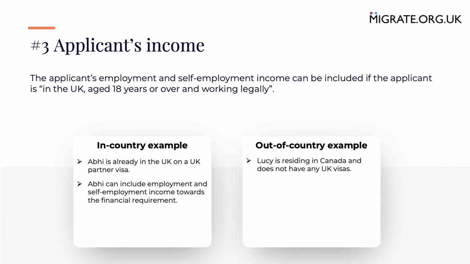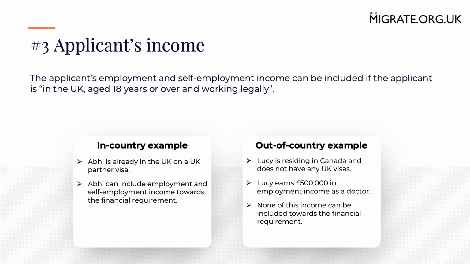On the other hand, let's use the example of Lucy, who's residing in Canada, her home country, who does not have any UK visas and must therefore make an out-of-country application. Lucy earned an equivalent of £500,000 in employment income as a doctor. However, since she's not in the UK, her employment income of £500,000 a year is completely irrelevant when it comes to the financial requirement. It cannot be included.